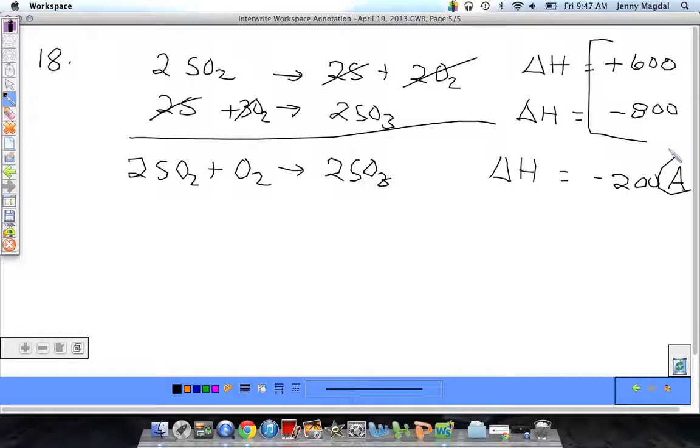19 is a regurgitation. The answer is A, because 3 is dealing with rate. 20 is also regurgitation. It is D.